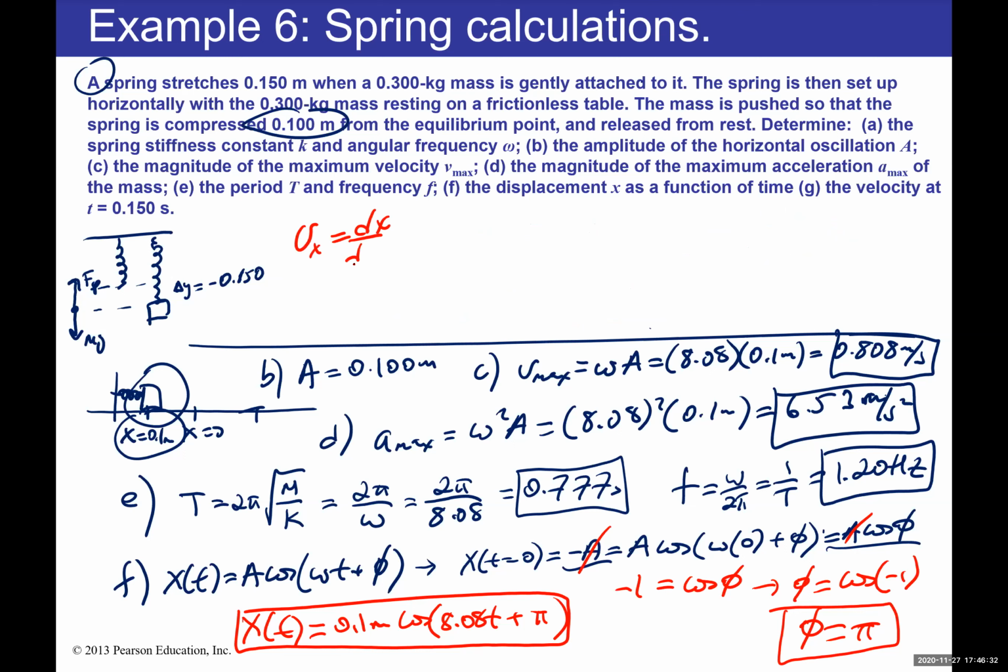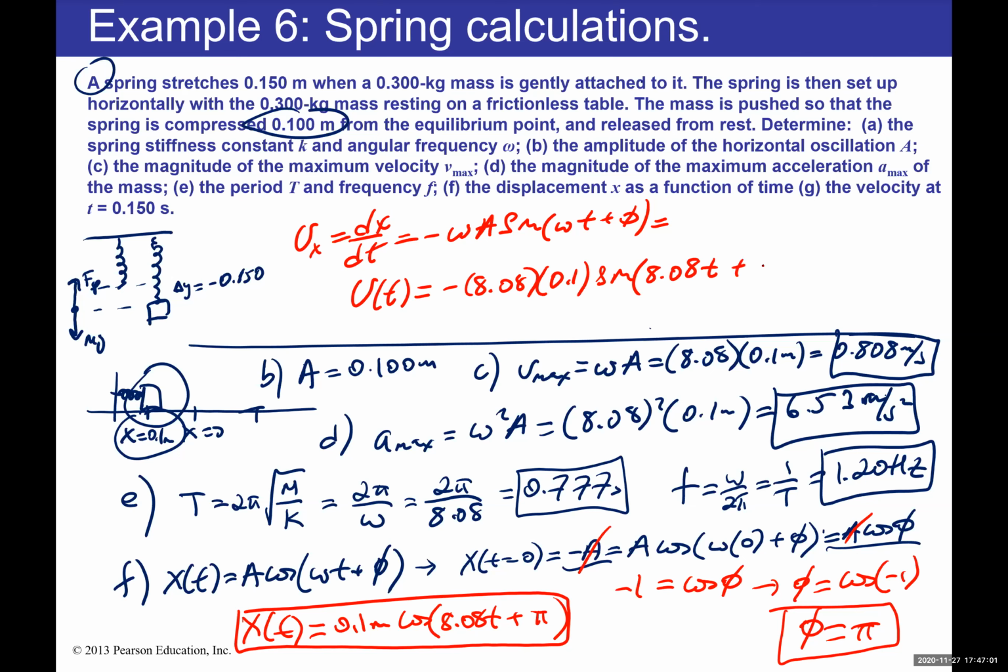is equal to just dx/dt, then the derivative of that, right? So it becomes negative omega A sine of omega t plus phi. That means this is going to give me, so again, v as a function of time is then going to be negative omega, which is 8.08, then A is 0.1, then sine of 8.08 times t, then plus pi. And then this is for specifically when v is at the time of 0.15 seconds.